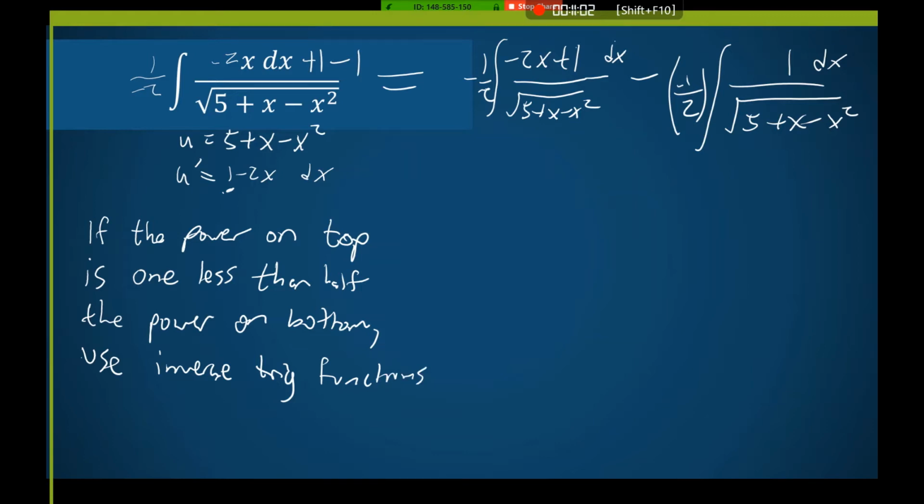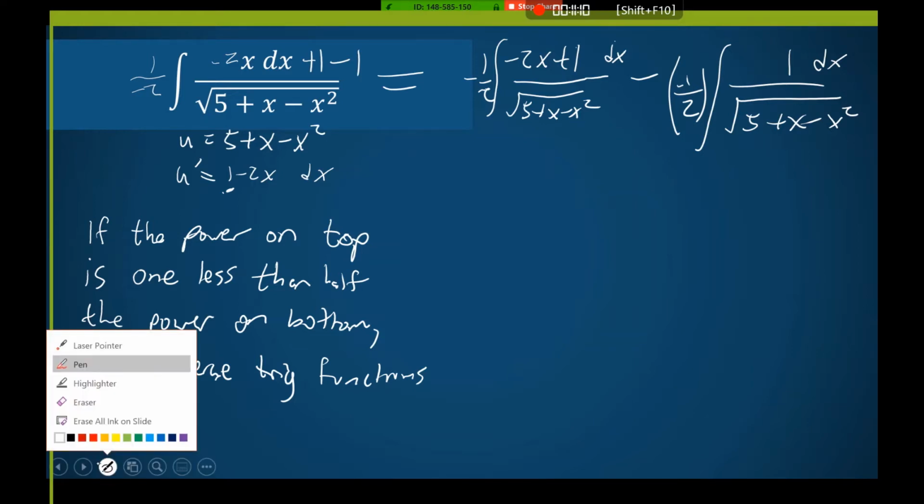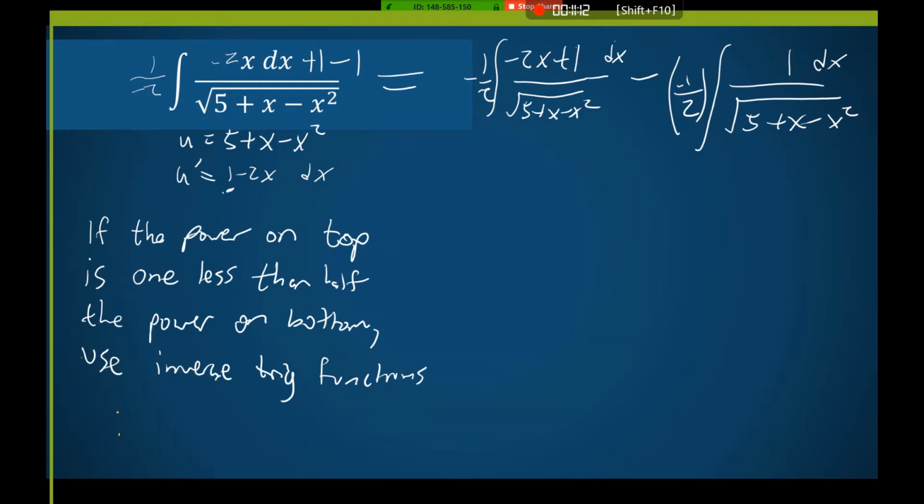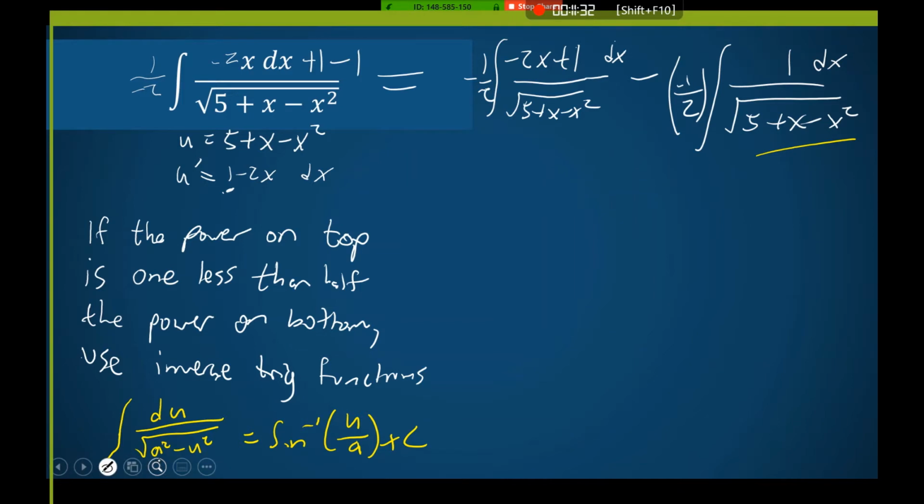So that means I'm looking for, since I've got a square root and I'm starting with a constant, this is likely an arcsine function, which our formula for arcsine would be something like this. The integral of du over square root of a squared minus u squared is equal to the arcsine of u over a plus c. So if I want this to look like this, we'll have to rewrite this a little bit.